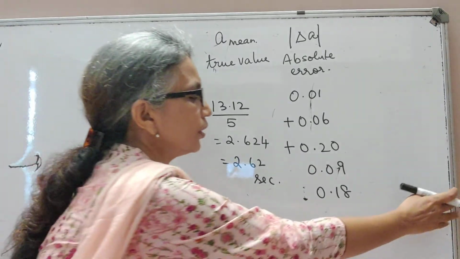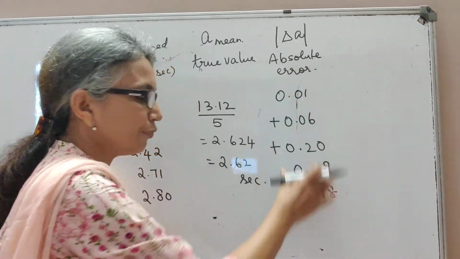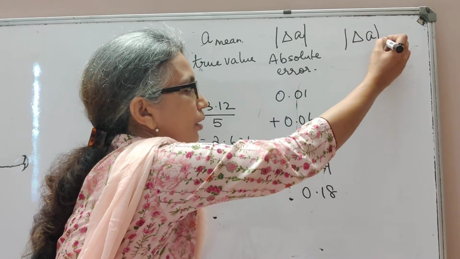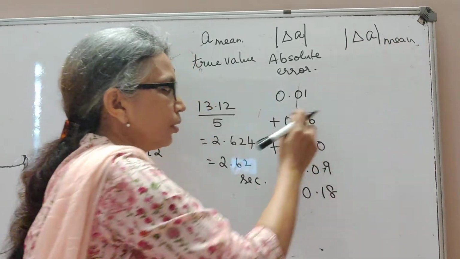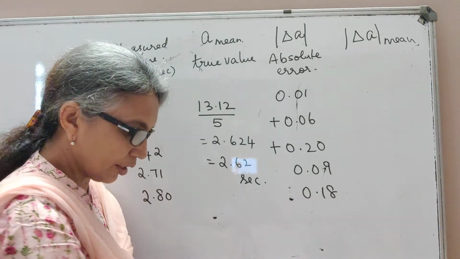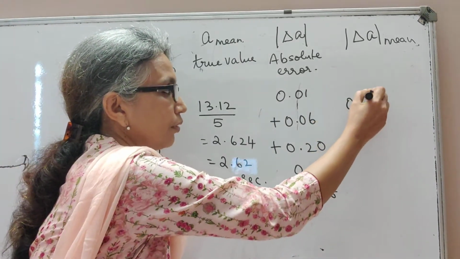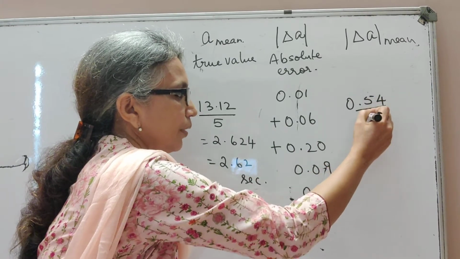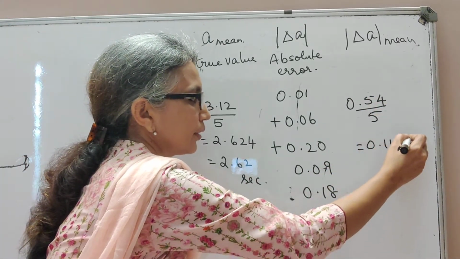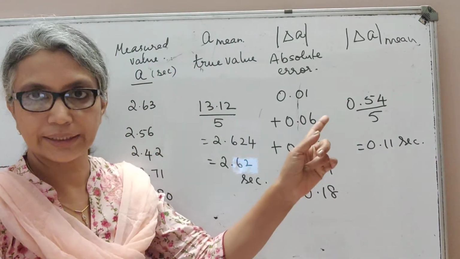Now next what I'll do is I'll find the mean of this. So that is delta A mean. Again, add each of these values, divide by 5. So I got this as 0.54. When I divided by 5, I got it as 0.11 seconds. Okay. So I've got delta A mean.